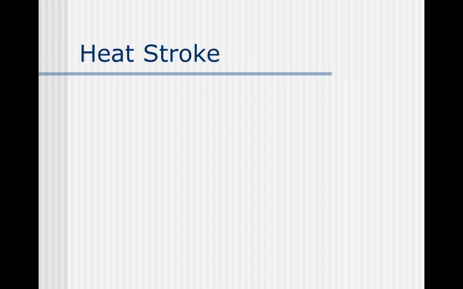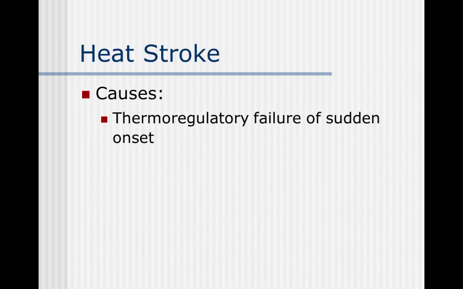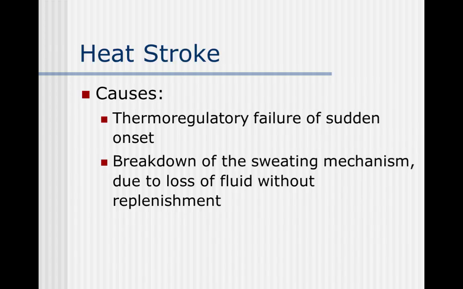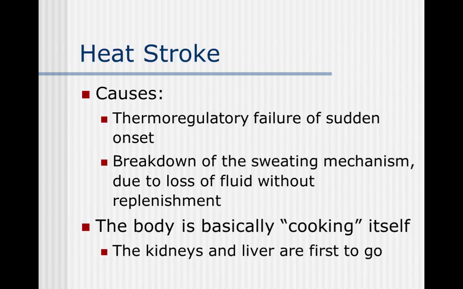It generally occurs in young, healthy people and is characterized by hot skin, with or without sweating, and central nervous system alterations. Early recognition of the differences between heat stroke and the milder forms of heat-related illness is crucial to avoid morbidity and mortality. Heat stroke is caused by thermoregulatory failure, the breakdown of sweating mechanisms due to loss of fluid without replenishment, and the body is basically cooking itself. The kidneys and the liver are the first to go.